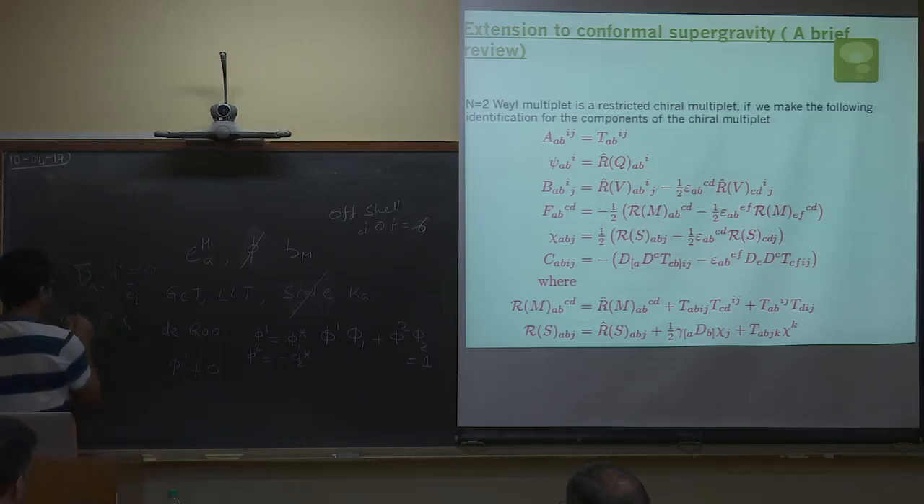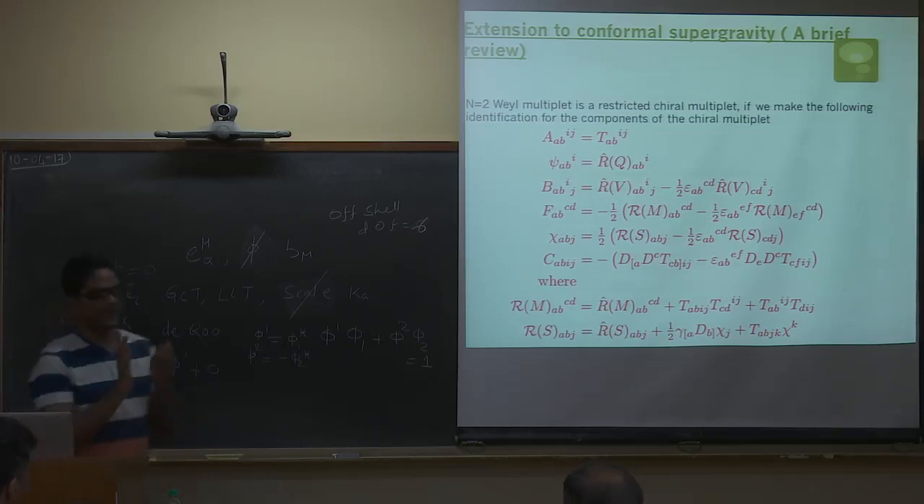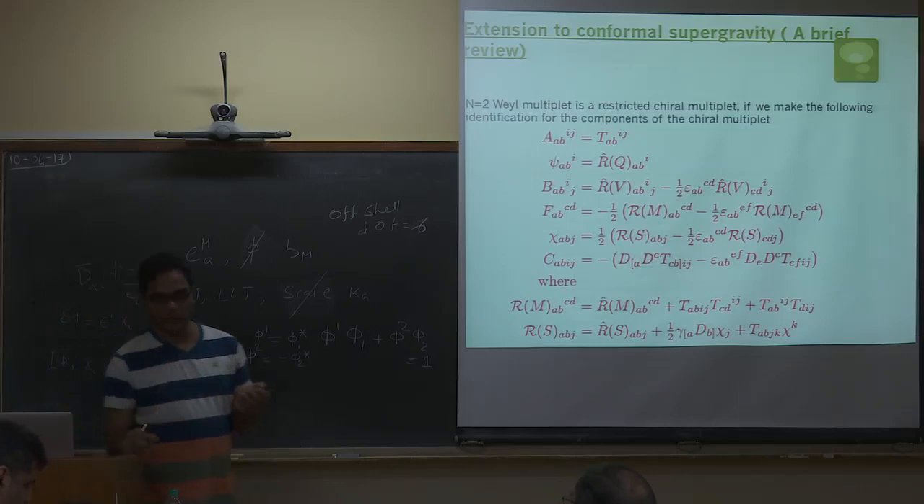I wrote this as a component. This is the chiral superfield. These are the components of this chiral superfield. But there isn't an IJ index or anything like that. No. A typical chiral multiplet has no SU2 or Lorentz index.